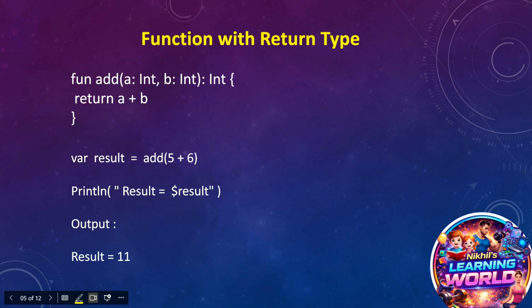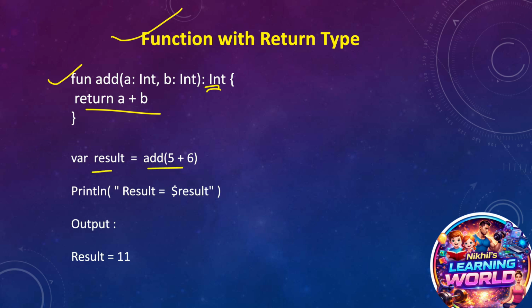So next is function with return type. Whenever we have a requirement that the function is called and returns something, for example, fun add a and b, these are the two parameters we are passing, and we are expecting a return with an integer value, right? So return a plus b, whatever a and b parameters are sent, the addition of those numbers is returned as the return value, right? So where result equals add 5 plus 6, it will return 11, right? So the function will print result equals 11. This is our function with return type.